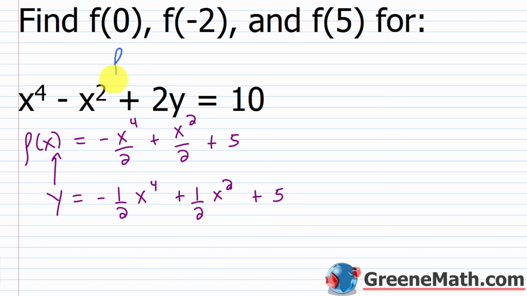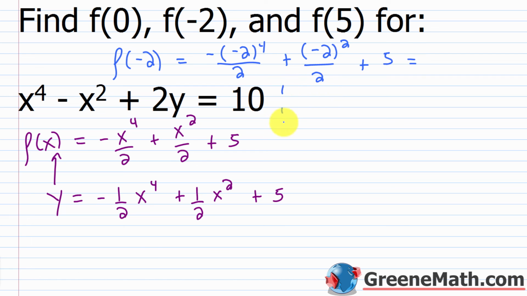So now I want to find f of negative 2. So f of negative 2 is what? I would plug in a negative 2 for each x. So I'd have negative, and then in parentheses, I'd have negative 2 to the 4th power. Make sure you use parentheses when you're substituting. It'll stop you from making mistakes. This is over 2. Then plus, I'm going to have negative 2 inside of parentheses, squared, over 2, then plus 5.